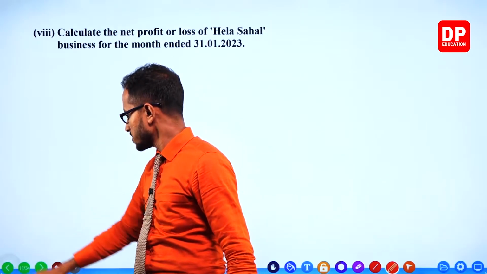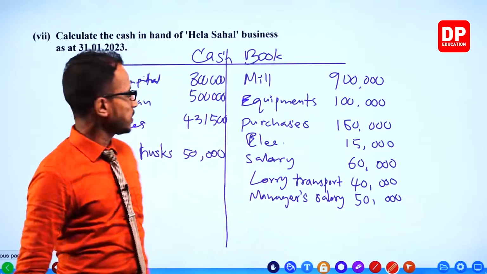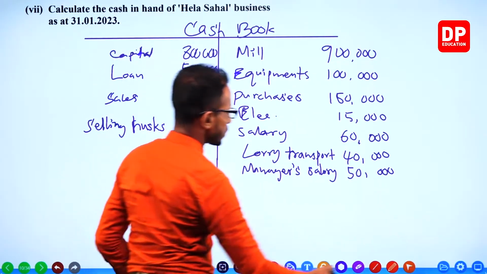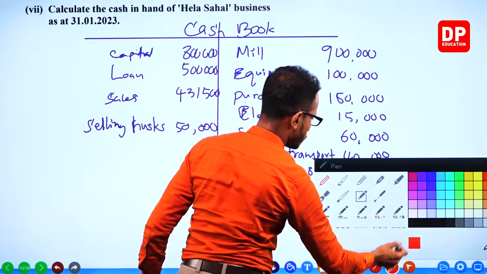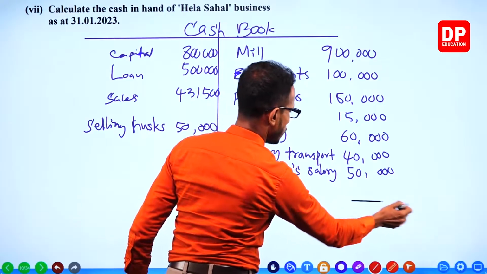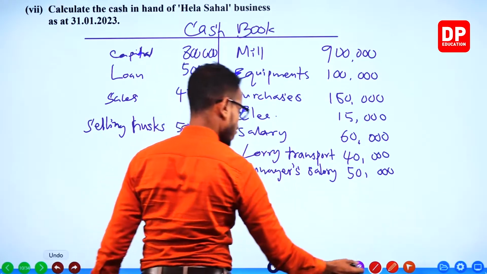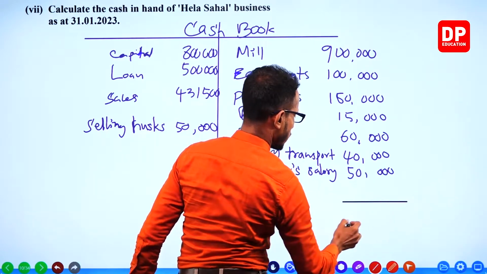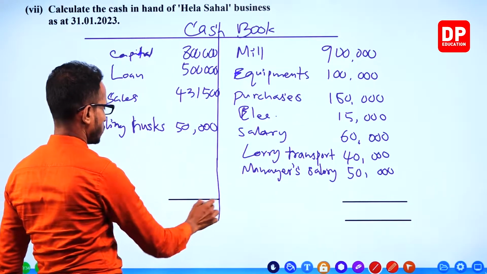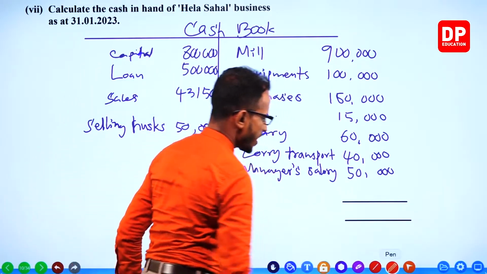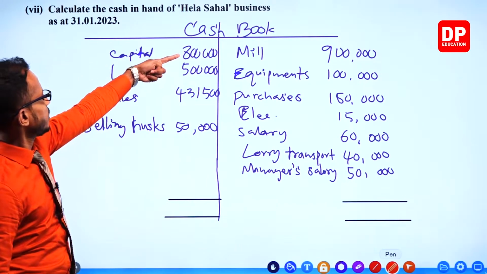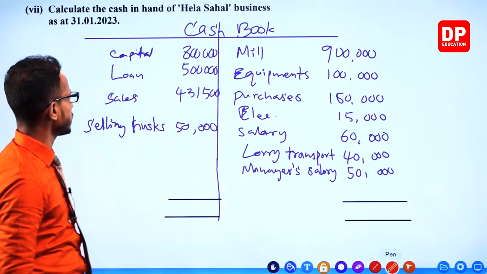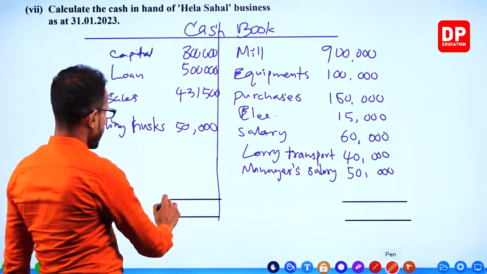Now you balance this and you will get the remaining cash in hand. That's what we are going to do now. Balance this, and you're going to get the balance of cash. Which side is the highest? Definitely this side. 800,000, 500,000, 13, 13 plus 4, 17, 17, 81.